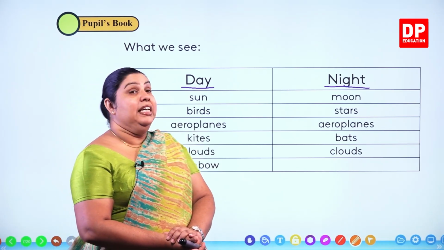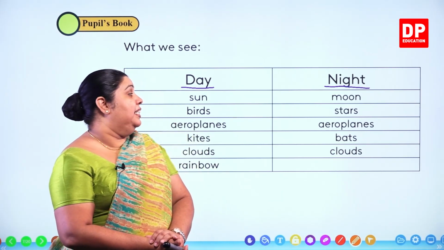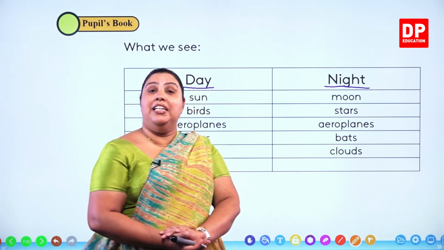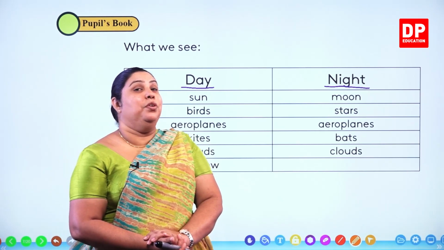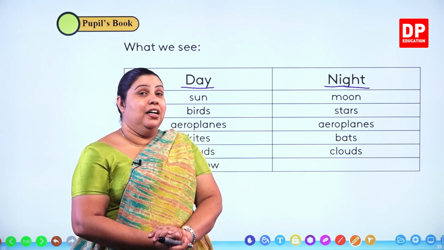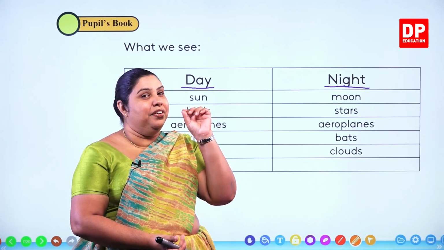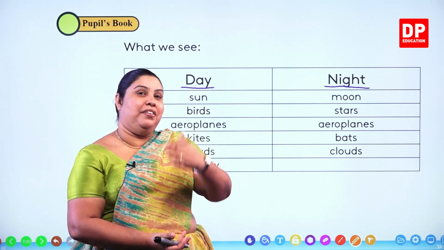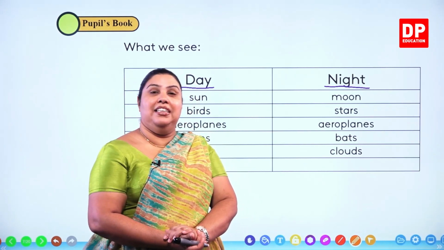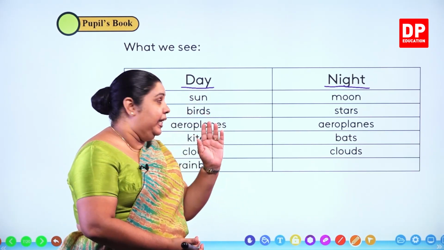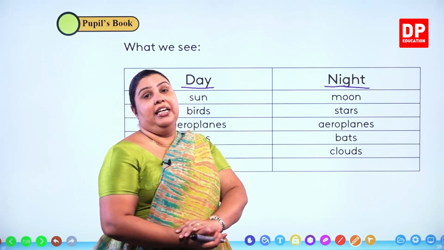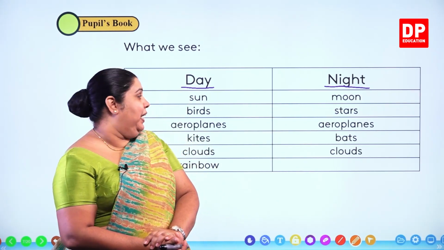So we can see stars in the night sky. And as I told you, we can see aeroplanes in the night. Maybe if you look at the sky in the night, when you see aeroplanes flying, you can see a little red light blinking, so that we know that it is an aeroplane which flies in the sky. So during the daytime also we can see aeroplanes. Even in the night sky, we can see aeroplanes.